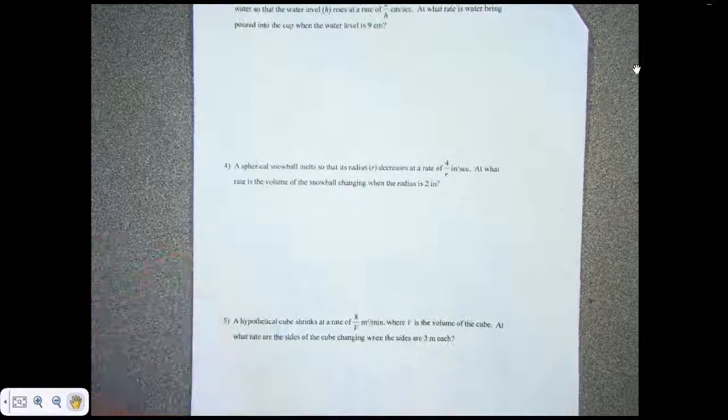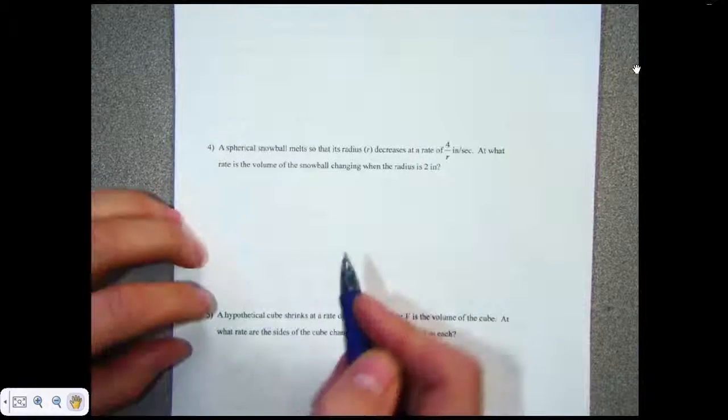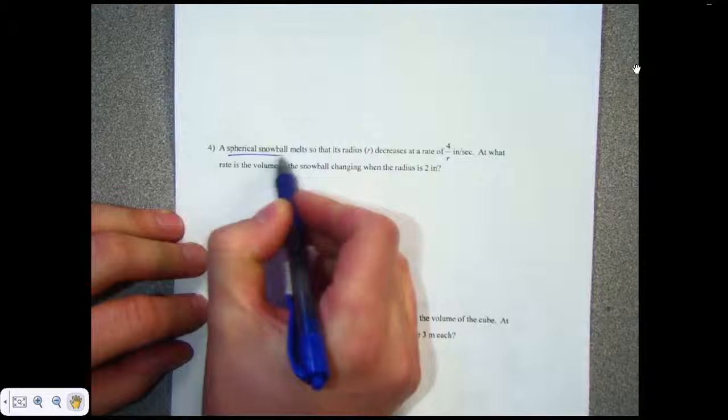I want you to try. Here, let's do it together. We're gonna do it together. I want you to try stuff together. Spherical snowball. So we've got a snowball.